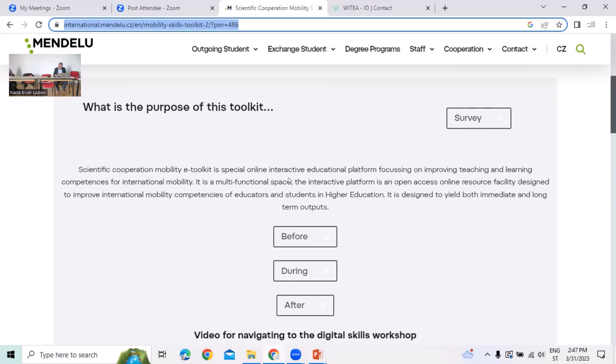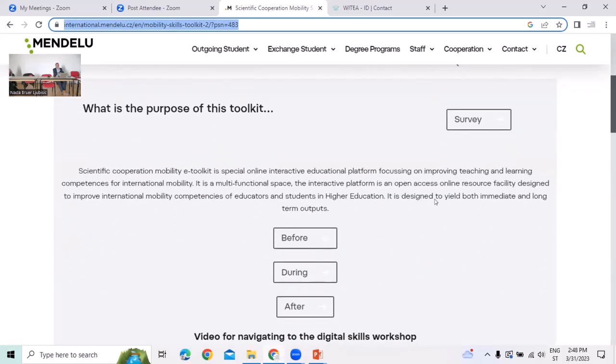If I click on "before," I will find out a way of thinking about what I will be expecting before going to the mobility, so it will help me plan the mobility before I actually go there. And in the links in the parts "during" and "after," you will have different paragraphs, different outputs of what the student can use when he is actually at the mobility.